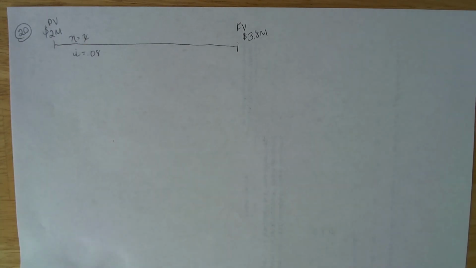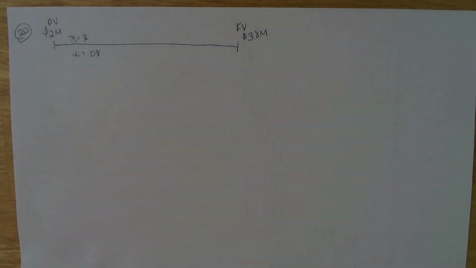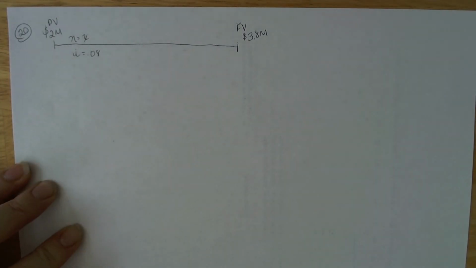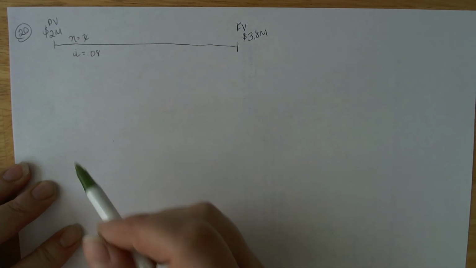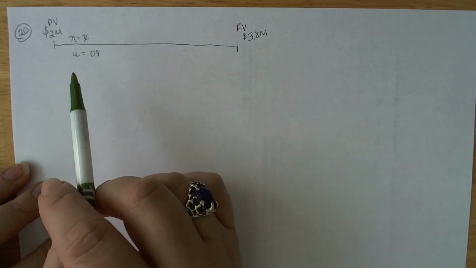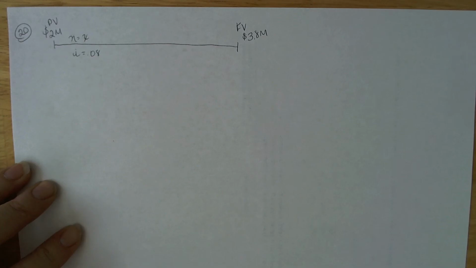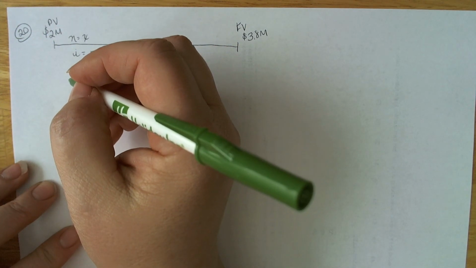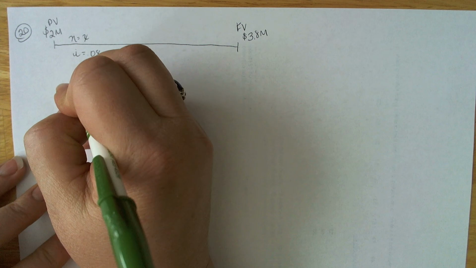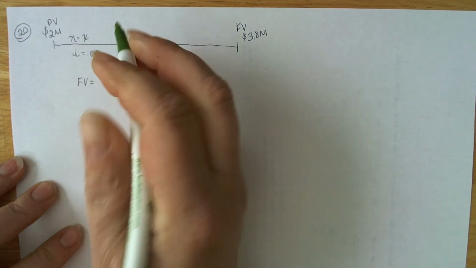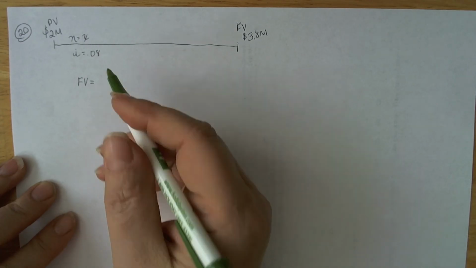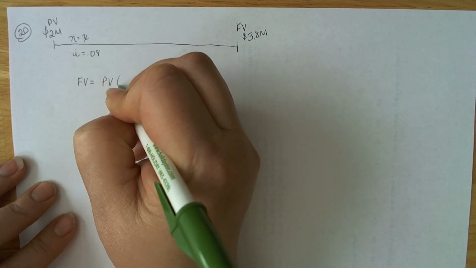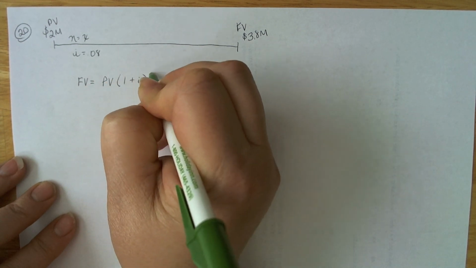Now, if you'll remember, this is the natural log problem that we worked in class. So we're going to take this step by step so that it's very clear. But this is basically very similar to the problem that we worked in class. Okay, so again, we're still going to use the same old formula that we've been using. Future value equals present value times 1 plus the interest rate raised to the nth.